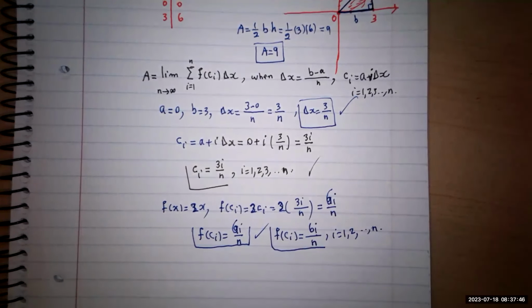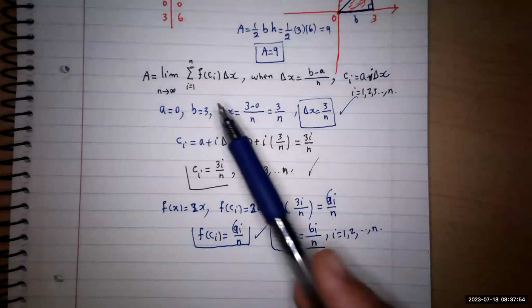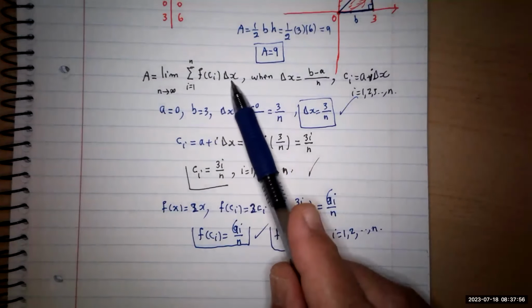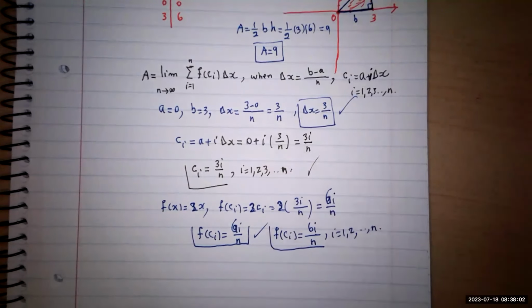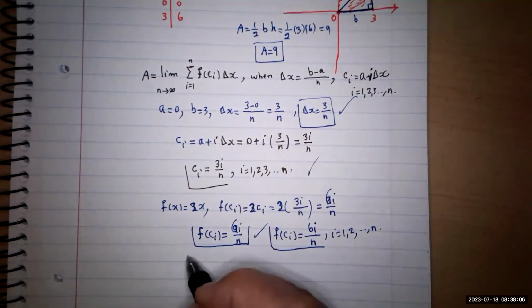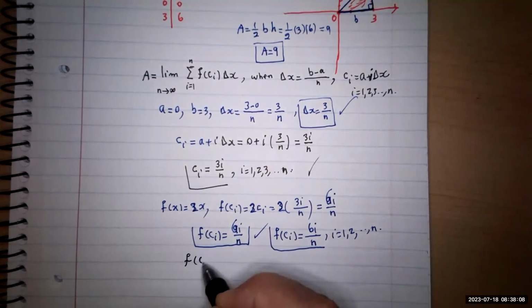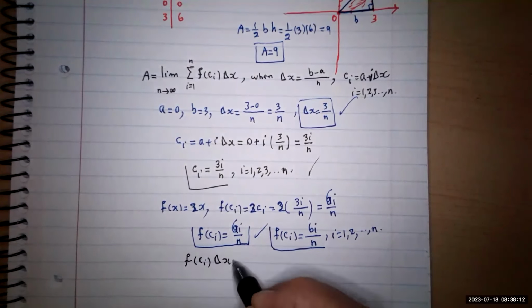Okay, so this is going to be the case. Any question? What's the next step? The next step is we'd like to find f of ci times delta x. You can do all of them at the same time, but I prefer this one. So how about f of ci times delta x?